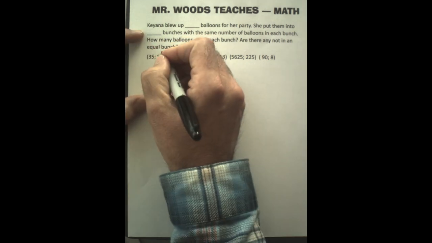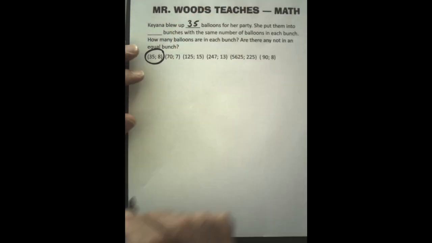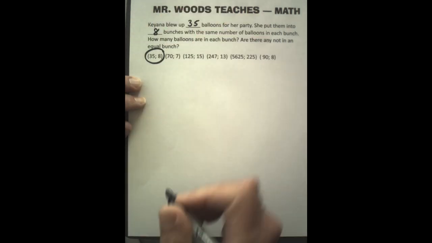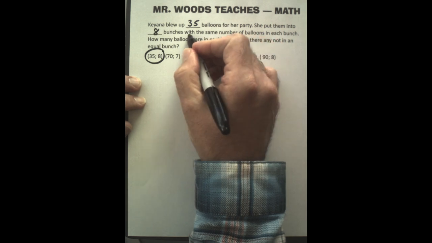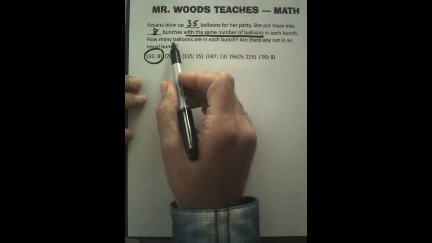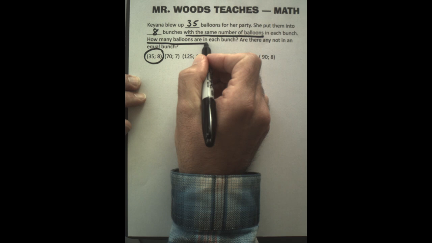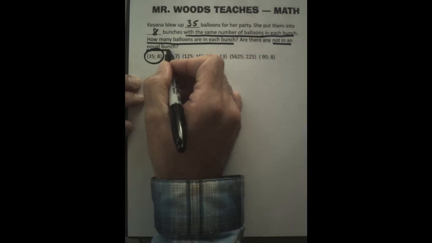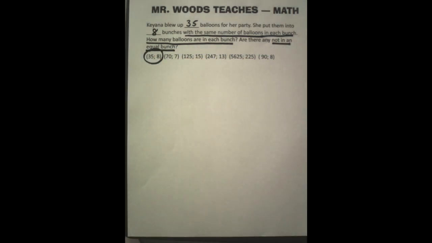Well, there's a lot of key information that we need to look at. Let's start out with using this first number, and let's fill that in. So we have 35 and 8. So Kiana blew up 35 balloons for her party. She put them into 8 bunches. So that's key. But here's something else. It has with the same number of balloons in each bunch. How many balloons are in each bunch? Are there any not in an equal bunch? Lot of pieces of information here that we need to keep track of, but let's break this down real quickly.